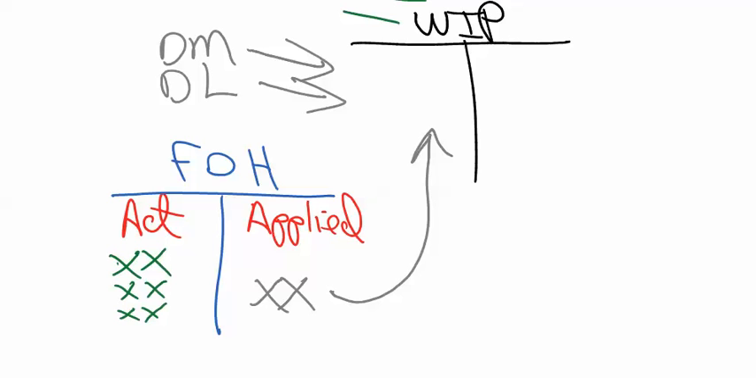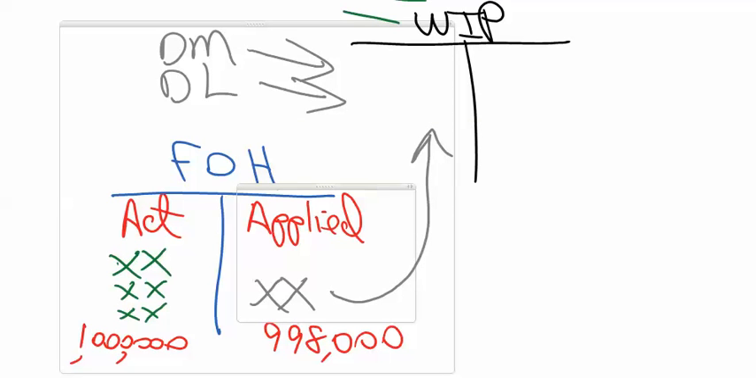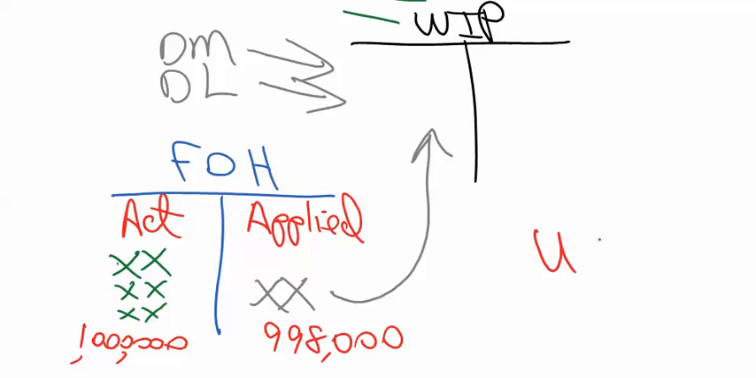Now let's look at the end of the period, say the year. We may have incurred $1 million. I'm just making this number up for purposes. And we may have incurred $1 million in actual factory overhead. And during the year, we may have applied $998,000. So in this case, we've applied $998,000. Our actual costs were $1 million. We have therefore underapplied. We haven't applied enough. So in this case, we have underapplied $2,000.